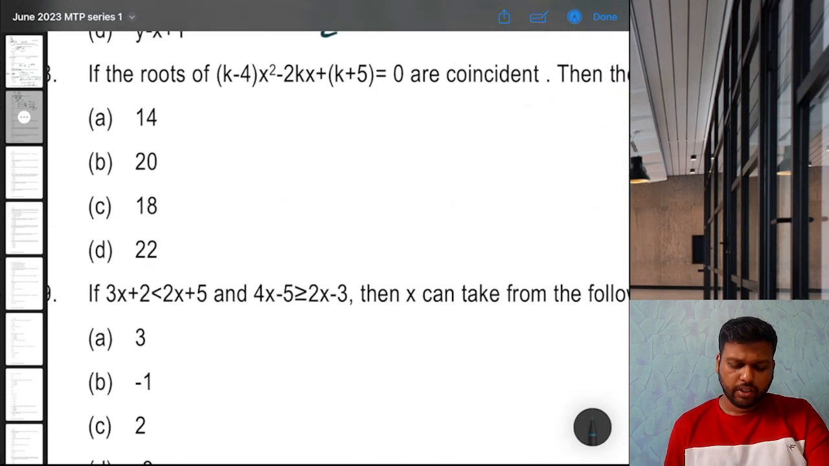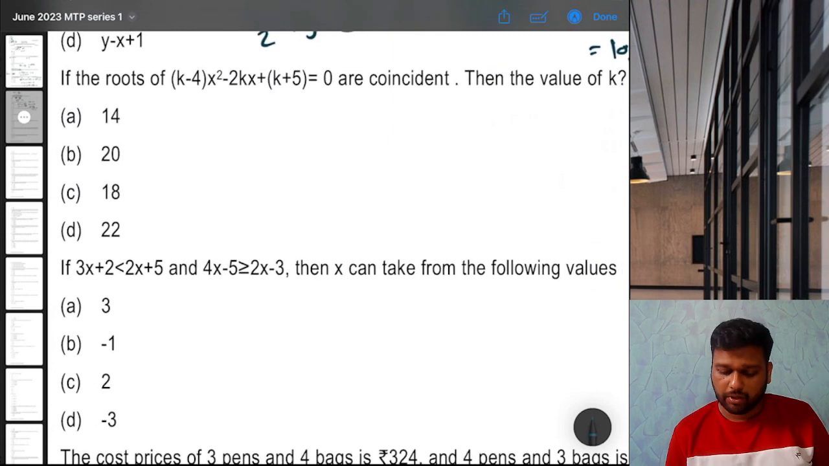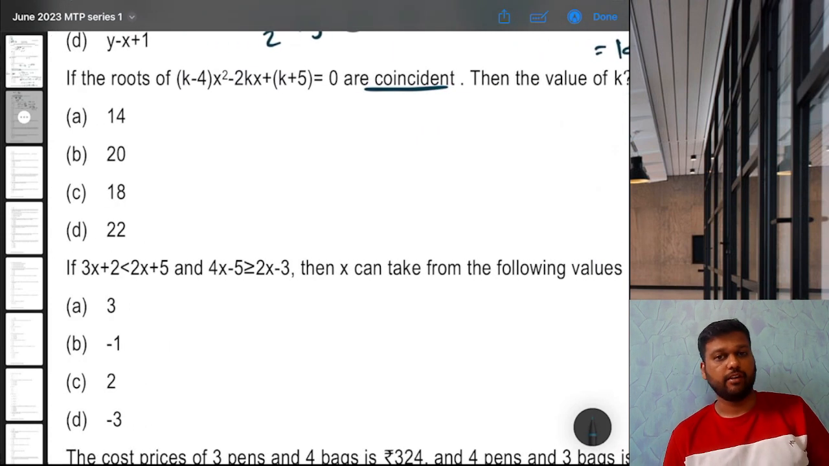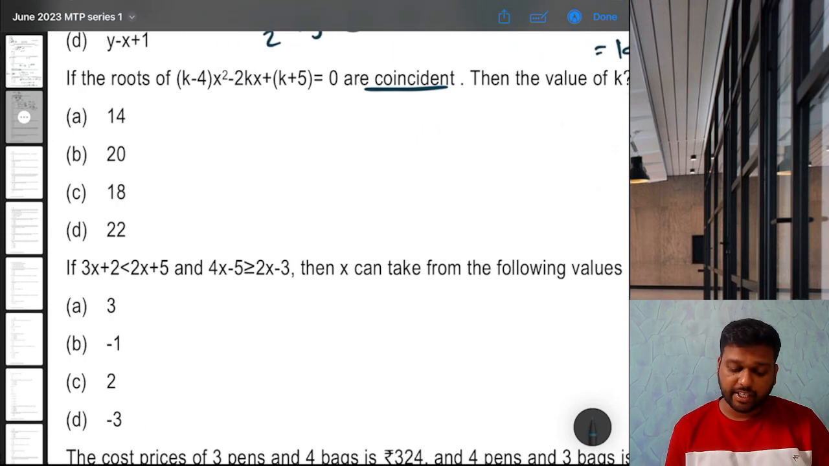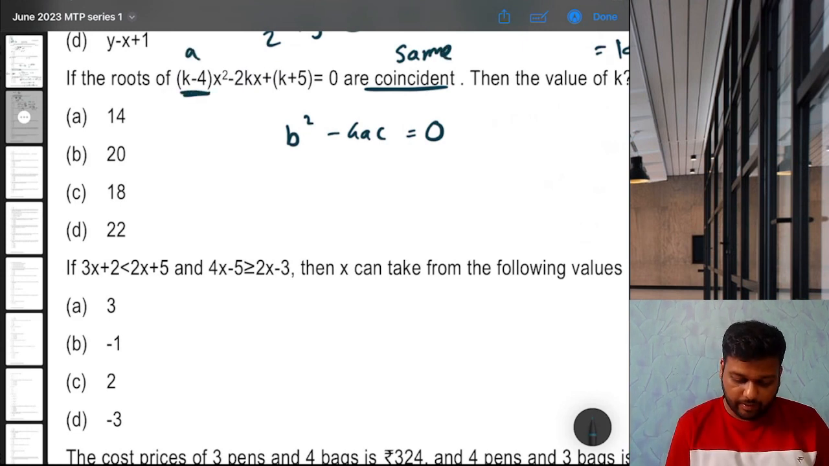8. If the roots of this equation are coincident, that means same, then what is the value of k? You should know the properties of the discriminant. Discriminant is b square minus 4ac. If b square minus 4ac is 0, then the roots are same, right? So that means b square minus 4ac is 0 here. This is a, this is b, this is c.